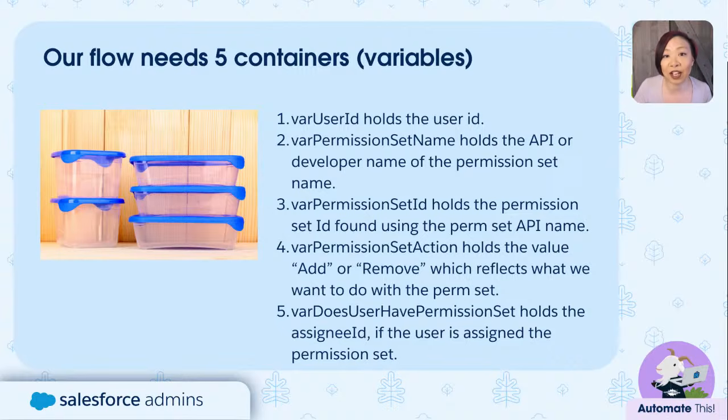Another valuable piece of information we will get within our process is whether the user is already assigned to a permission set. And we'll hold this in a variable called var does user have permission set. And if it's true, we will store the assignee ID. Otherwise, we'll hold the variable as empty, signifying that the user doesn't have that permission set. So again, we will have a total of 5 variables that we will hold important information for use to make informed decisions or to take action on within our flow.